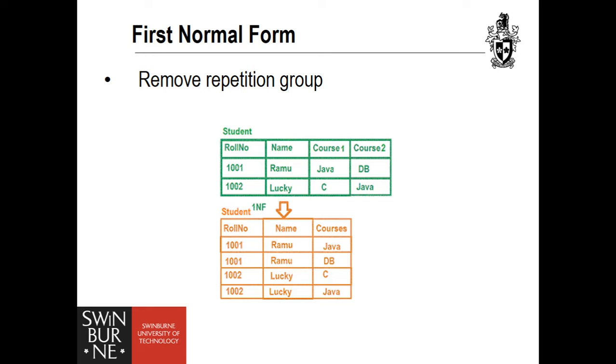First normal form is all about removing repetition groups. For example, here in the green table we have attributes like roll number, name, COS1, COS2. If we do first normal form, we need to remove the repetition group. So it becomes like this one. We can remove COS2 to become this one. This we call first normal form.